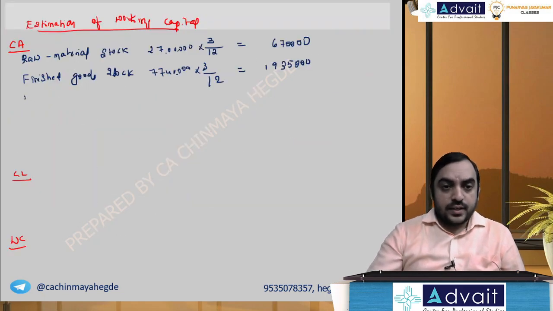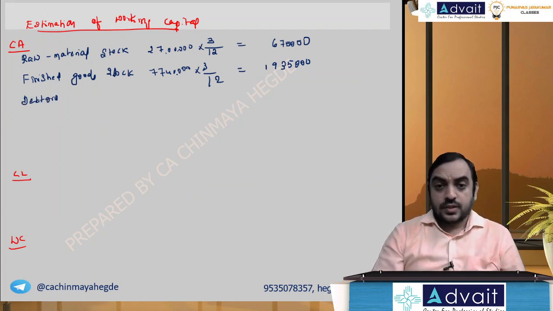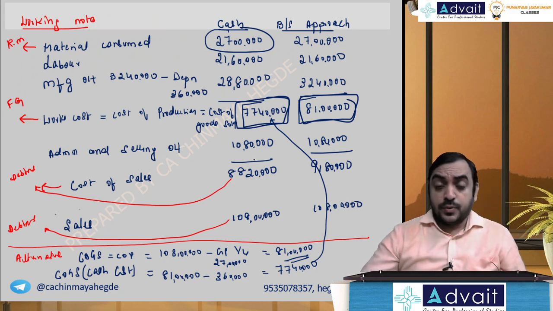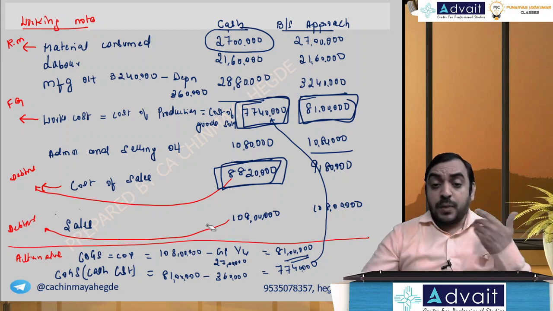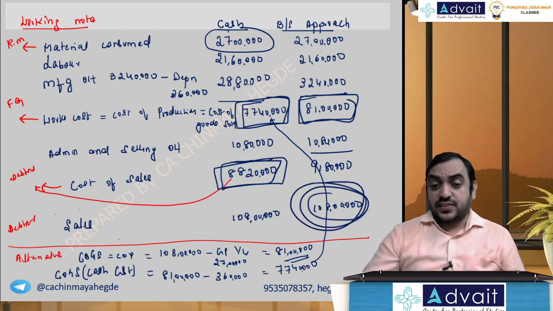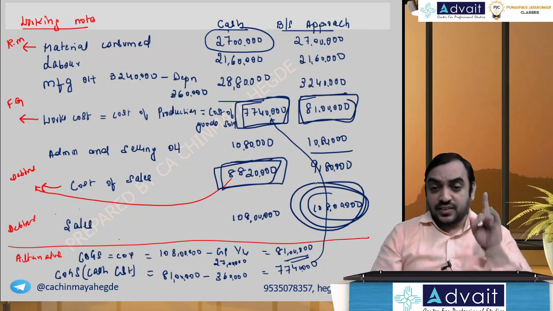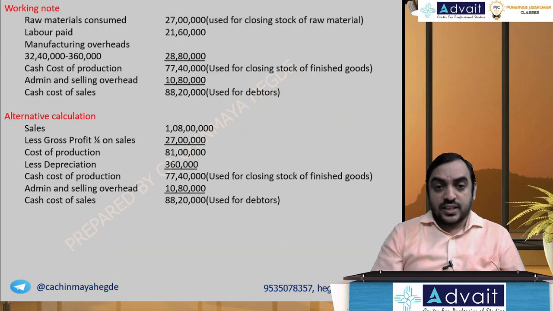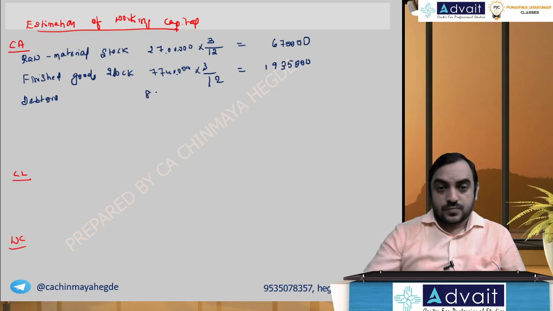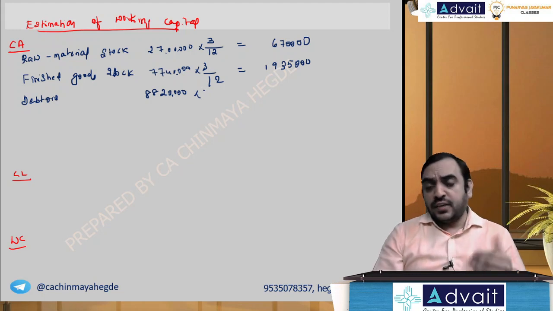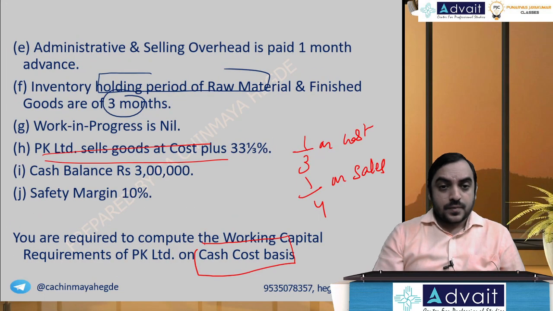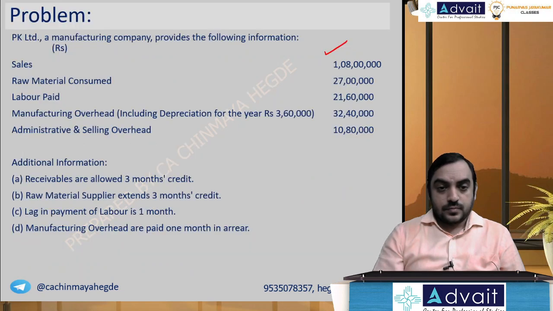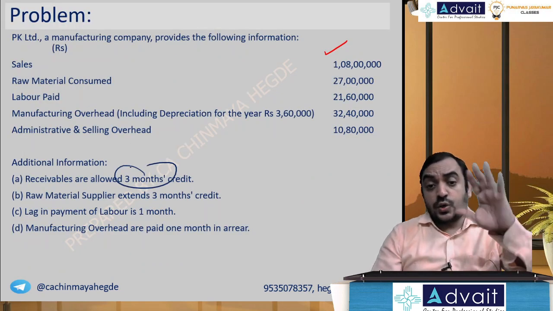Okay, let's come then to debtors. Cash cost approach. So I will take debtors, this number, which number? 88 lakh 20,000 as the basis. If it is balance sheet approach, I would have taken sales 108 lakhs. Remember that. 88 lakh 20,000. How long are you giving time to your customer? Receivables are allowed 3 months. So this also is 3 months.